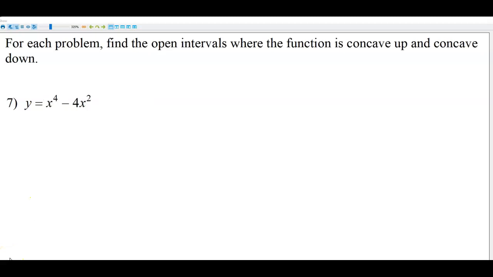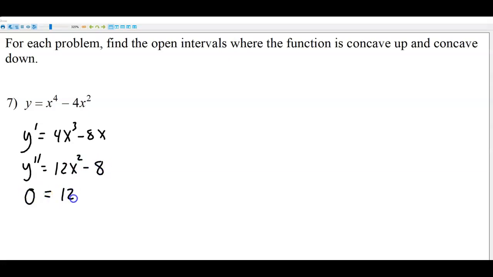All right, so here is number 7. Being asked to find concave up and concave down. So, just like number 6, it's going to be a lot like number 6, we just need to do it with the second derivative. We take the first derivative. We take the second derivative. And then we're going to set that equal to 0.